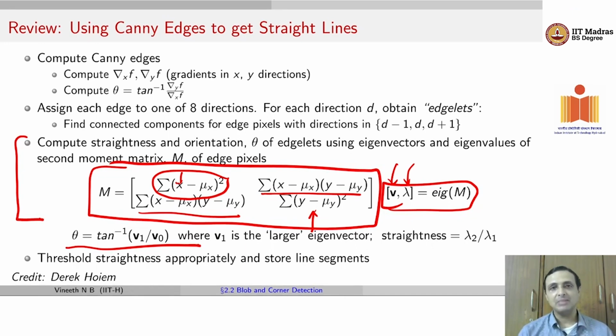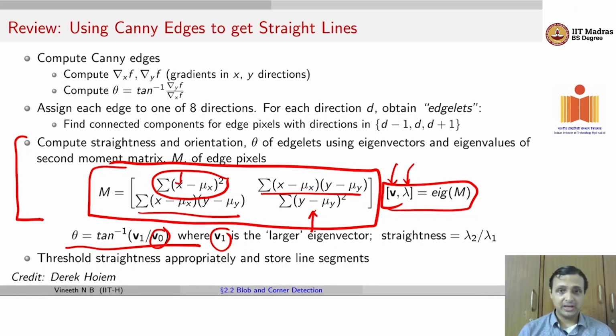Remember here that M is a 2 cross 2 matrix, which means you'll have only 2 eigenvalues at maximum, and you're going to take the eigenvector corresponding to the larger eigenvalue, and we call that V1, and V0 is the other eigenvector. So if you take a tan inverse of these two vectors, that theta will give you the direction of that overall edgelet. In case you are finding this difficult to understand, please go back and read principal component analysis, and you'll be able to connect that to this particular idea.